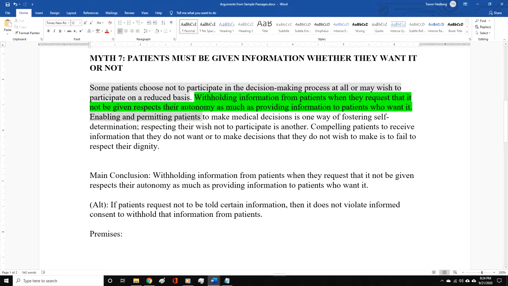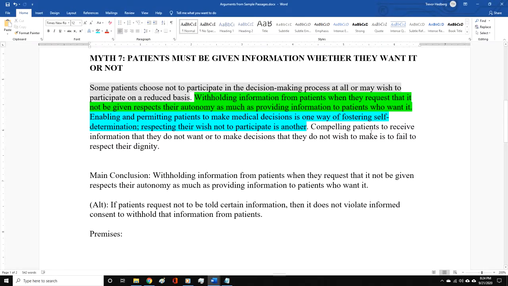The real reasoning that seems to support it comes in the next paragraph, which is enabling and permitting patients to make medical decisions is one way of fostering self-determination. Respecting their wish not to participate is another. So here, remember, the principal moral value is autonomy. Fostering self-determination has a clear connection to autonomy. Right? The whole idea behind autonomy is giving people the freedom to make their own choices. Self-determination is, again, basically the freedom to make your own choices and act on your own values without the interference of others. So this is clearly a premise that's contributing to this conclusion.